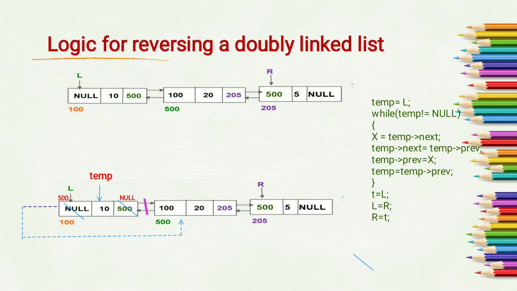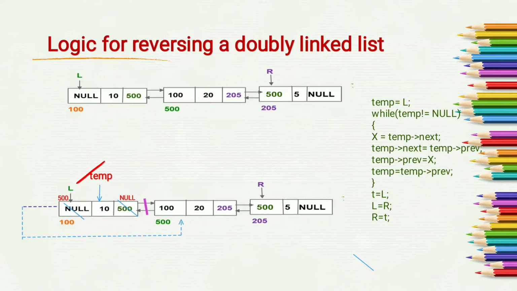First we point temp to first node of the doubly linked list, and we know that L store the address of the first node, so we have to write temp equals to L. Now we check whether the temp is not equals to null. We repeat these steps till the value of temp is not equals to null, because when temp is equals to null, that means we traverse all the doubly linked list and there is no node remaining. So now temp is at first node.